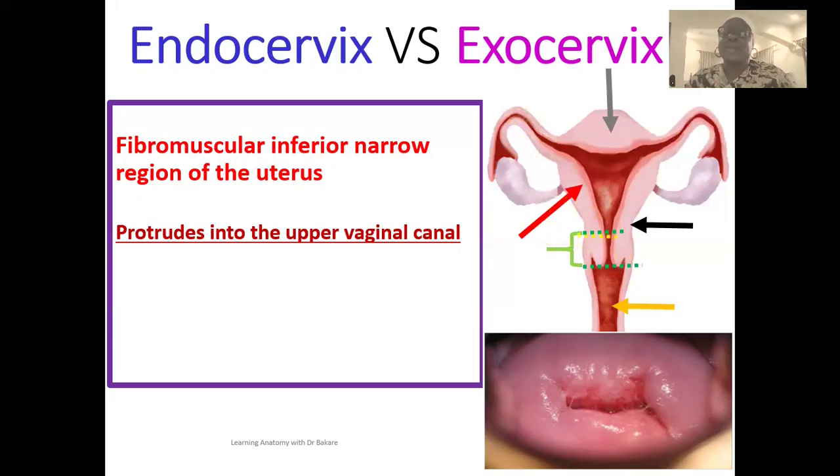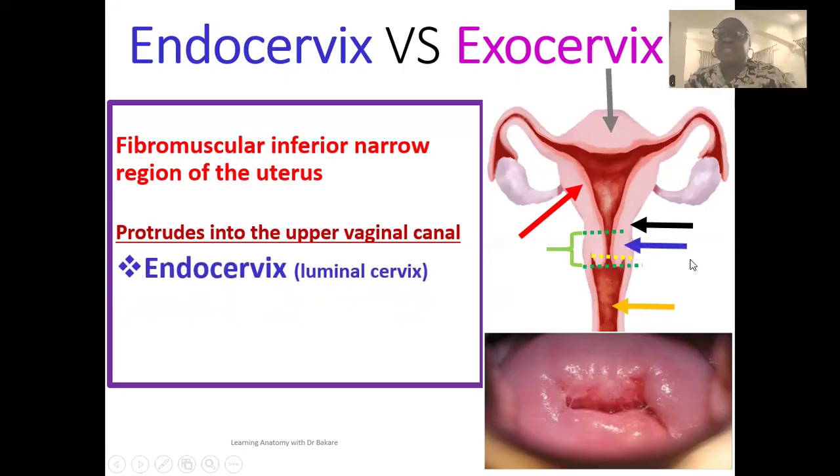So if you try to create a demarcation here at this region that is highlighted in dotted yellow, we see that this upper region that is arrowed in blue is the endocervix. This endocervix is also referred to as the luminal cervix because along the endocervix, you see that there is a creation of a lumen or a cavity, and this is referred to as the endocervical canal. So it is through this canal that we have a link up here with the cavity of the uterus and also inferiorly down here with the canal of the vagina. So you have a lumen or a cavity created within the endocervix. And this is what is arrowed here in white.